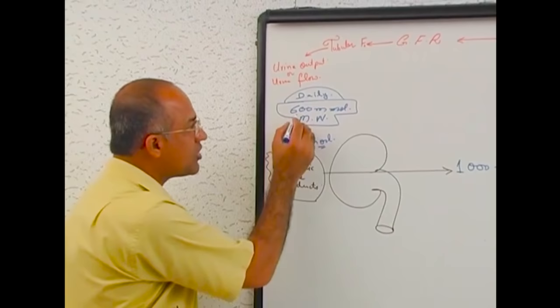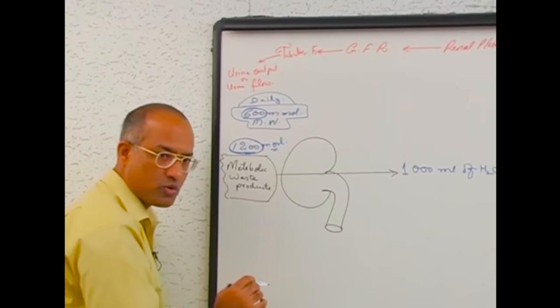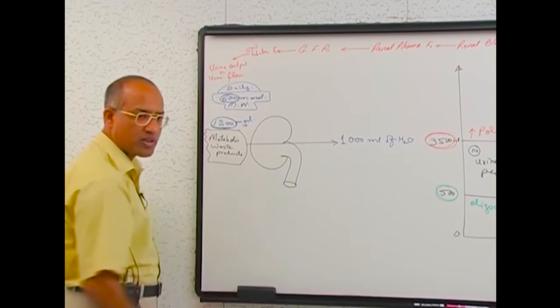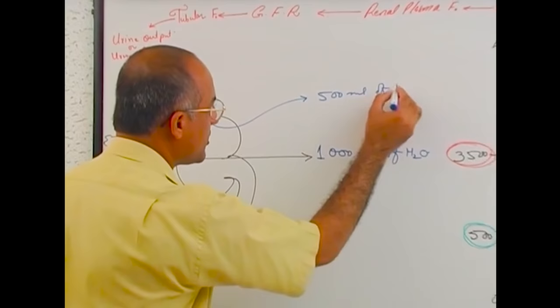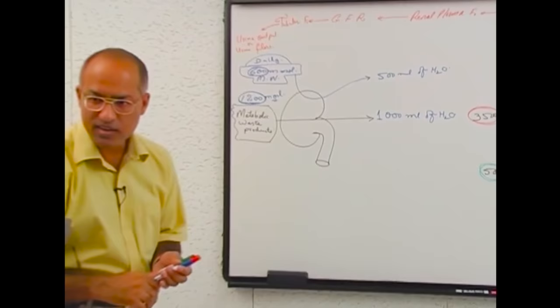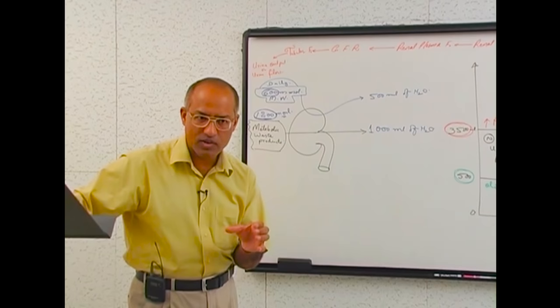Now the kidney can concentrate 1200 units of waste in 1 liter. So to get rid of 600 units of metabolic waste, how much water should the kidney need? 500 ml. That's it. So it means that even if your urine output is dropping and the kidney tries to concentrate all the metabolic waste into minimum volume, the kidney needs at least 500 ml of water to dissolve the daily waste products.